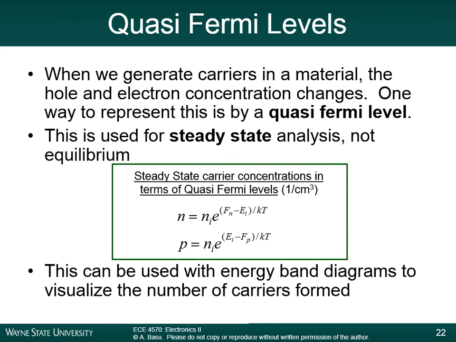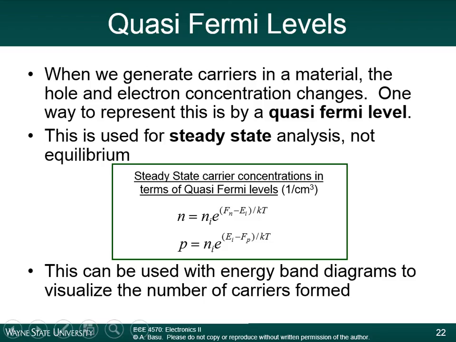So adding to this problem, when we do quasi-Fermi levels, it's a way of representing these excess carriers in an energy band diagram. When we generate carriers in a material, the hole and electron concentrations will change. One way that we can represent this is by using quasi-Fermi levels. This only applies to steady state analysis when we have some type of optical excitation.